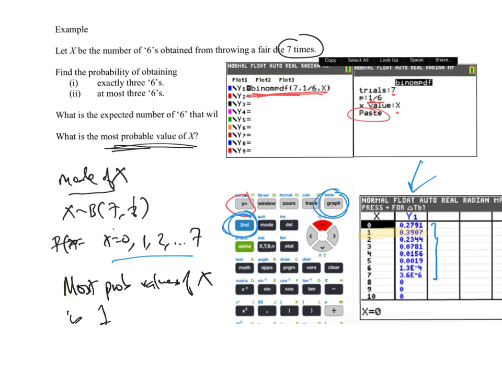Now in a binomial model, the mode is usually close to the expectation of x. Earlier on, the expectation of x was 7 over 6. So the mode being 1 is pretty close to 7 over 6. So this is how we can also guess what the mode of x is. But using a calculator is a better way than guessing to get the answer.